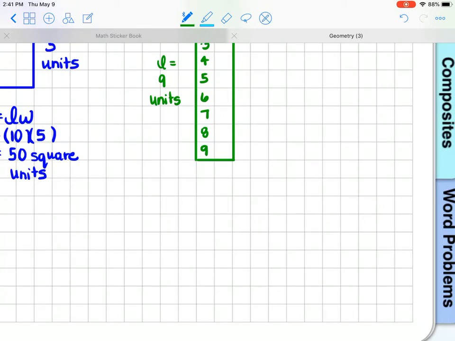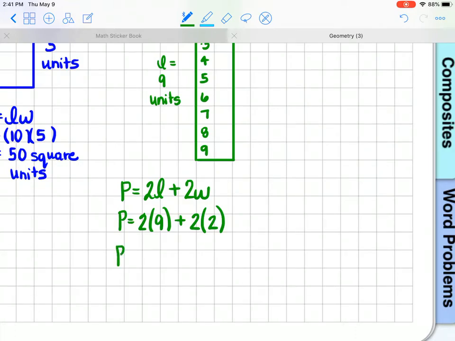Doesn't matter. We just have to find both. So 2L plus 2W. The long side is 9, and the wide side is 2. So do your multiplying first. 2 times 9 is 18, and 2 times 2 is 4. And then the last step is 22 when you add those. 22 units.